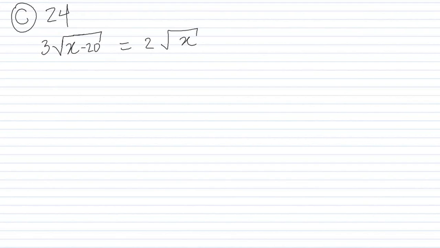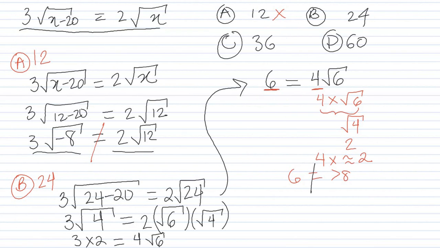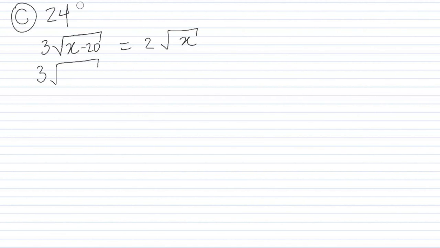And this is wrong. So now let's go to C. Option C is 24, right? That means 3 times the square root of x minus 20 equals 2 root x. So when you have this, you're just going to put 3 and then you put 24, not 24, I'm so sorry, we just did 24. The next one is 36. I don't know why I just said 24. 36, you guys, I apologize. So 36, and then you have 36 minus 20, okay, so we're substituting, is equal to 2 root 36.